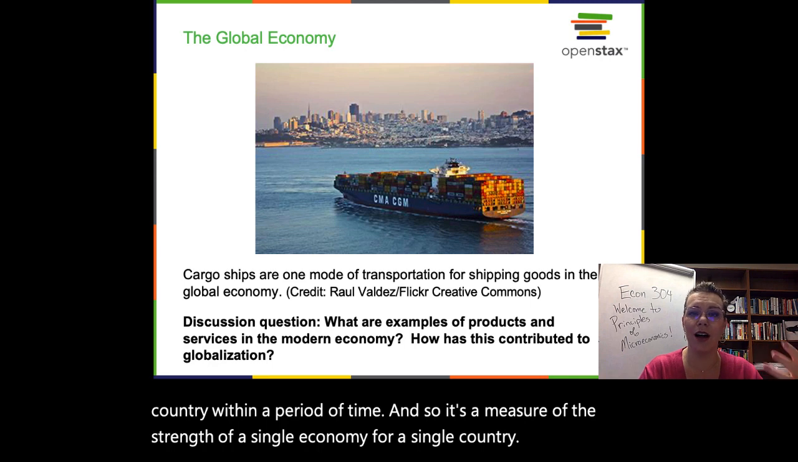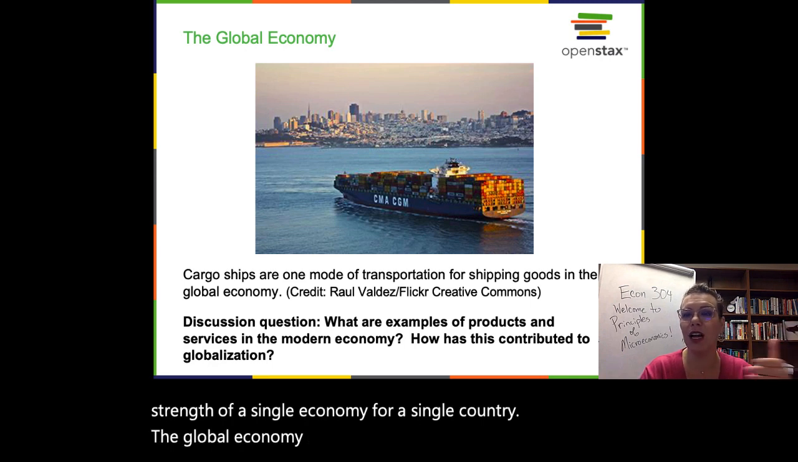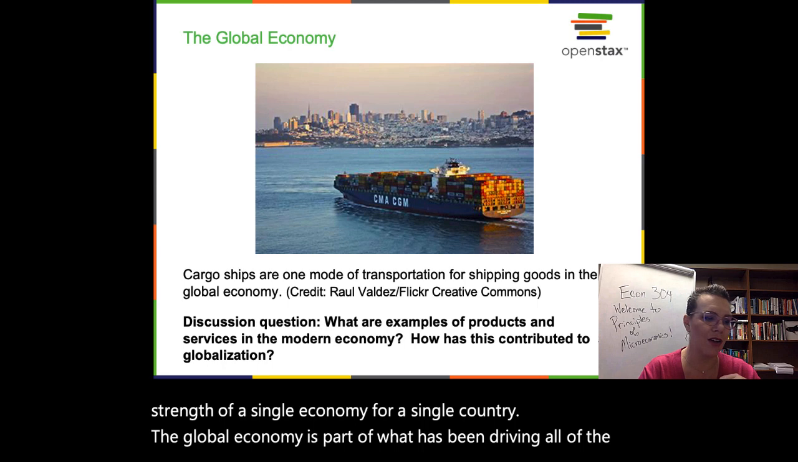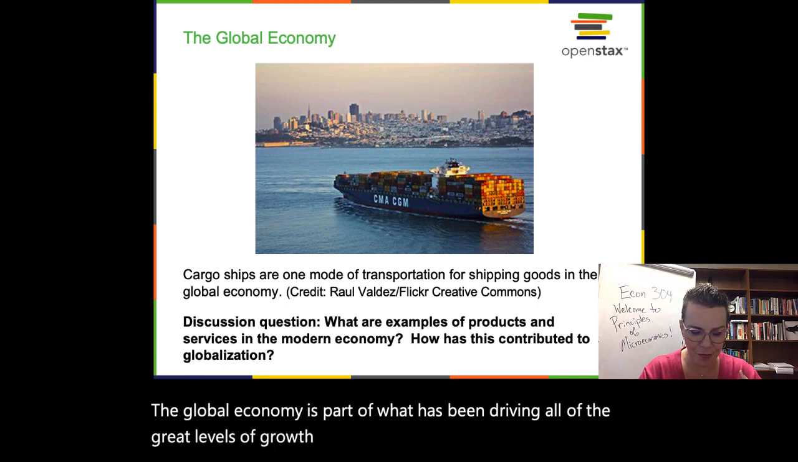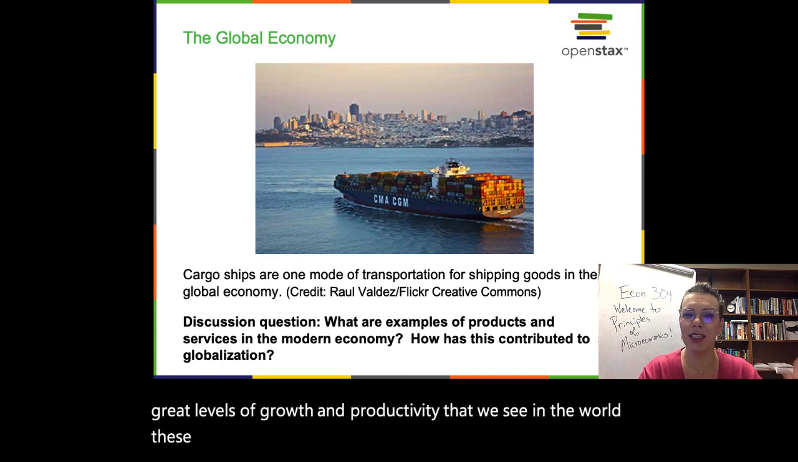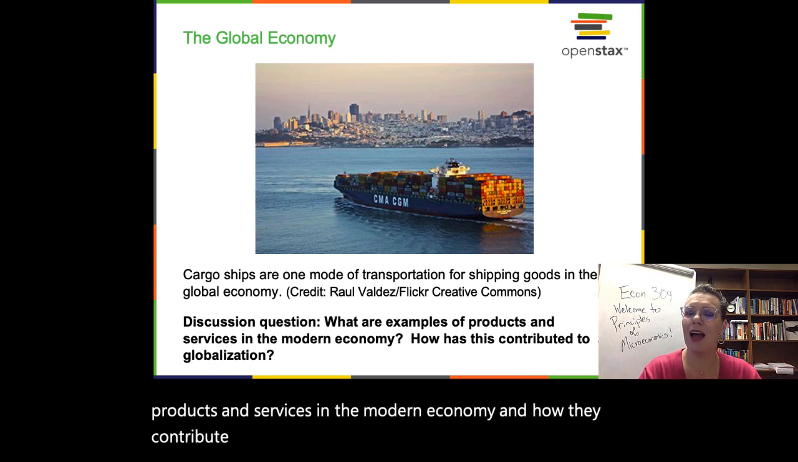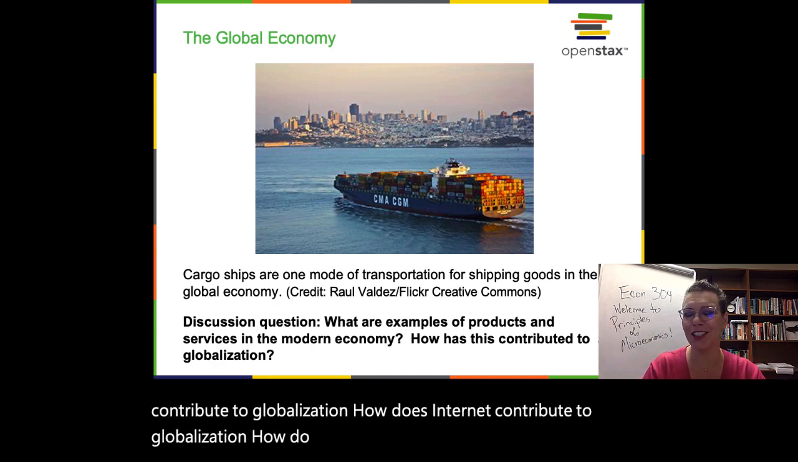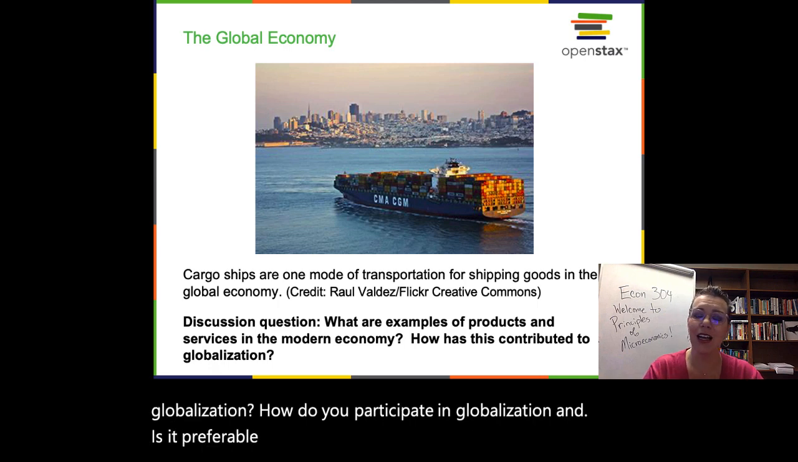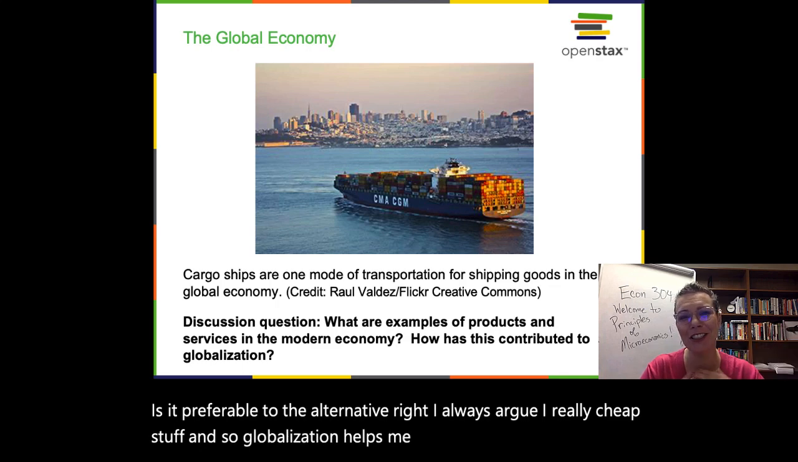The global economy is part of what has been driving all of the great levels of growth and productivity that we see in the world these days. So think about what are some examples of the products and services in the modern economy and how they contribute to globalization. How does the internet contribute to globalization? How do you participate in globalization? And is it preferable to the alternative, right? I always argue I like really cheap stuff. And so globalization helps me get the lowest cost goods in the world. And that's a pretty great privilege.